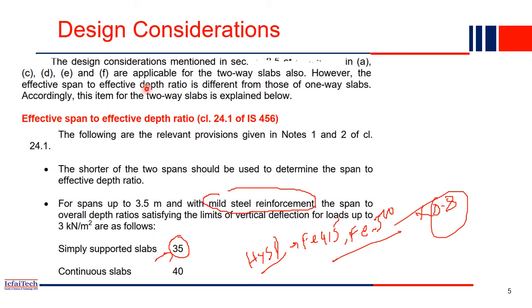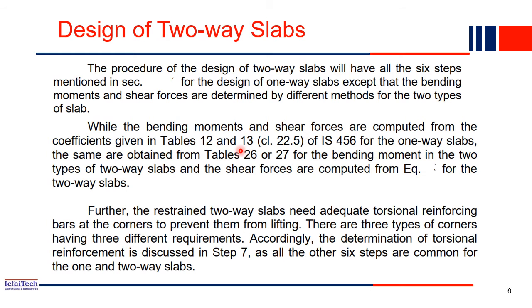So these are six design considerations. Five of the design considerations are the same as one-way slab, what I discussed in the last lecture, with the only change being the effective span to depth ratio, which you will also find in this clause number. Now we'll see what the design steps are for that.